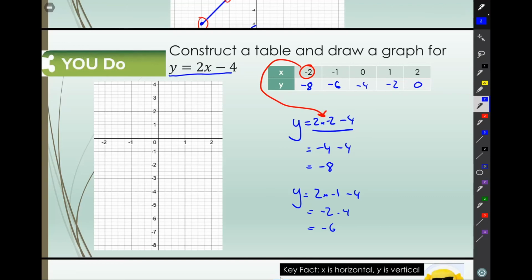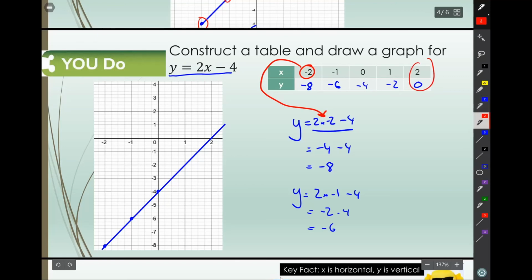Now we take our points and we start plotting them. Minus 2, minus 8. Minus 1, minus 6. 0, minus 4. Now that's 3 points. That's enough for me to do my line. And just make sure, 2, 0. It's on the line. We've done it correctly.